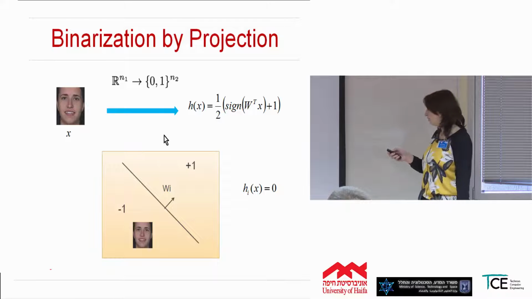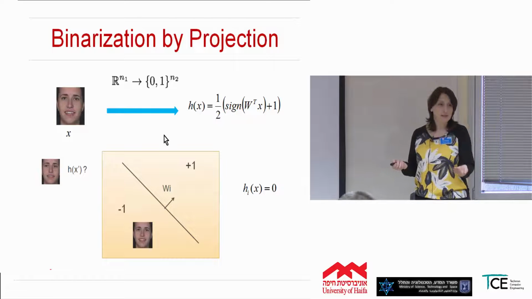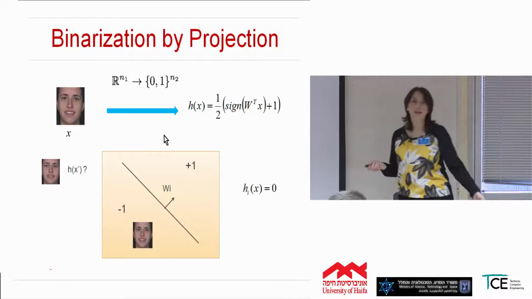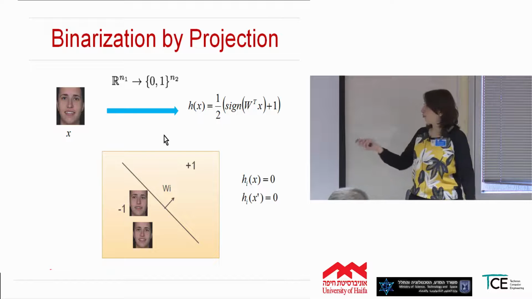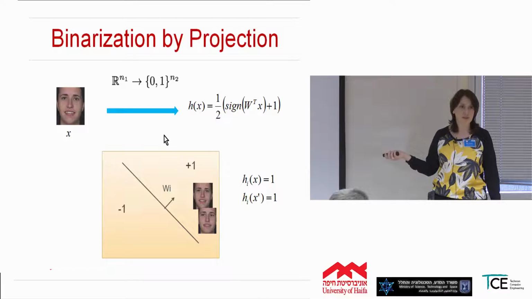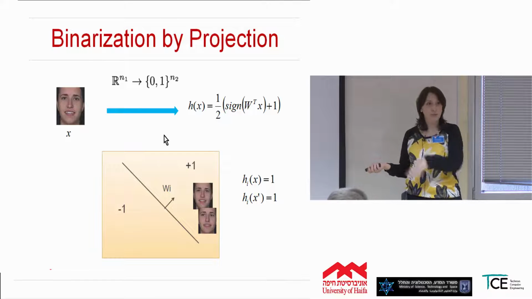OK, now we have a second image of this person, and we want it to have exactly the same bit, right? So we want it to fall on the same side as the first one. So if we want it to be 0, it should fall on the negative side. If we want it to be 1, it should fall on the positive side. So this is the idea. This is good for one person.